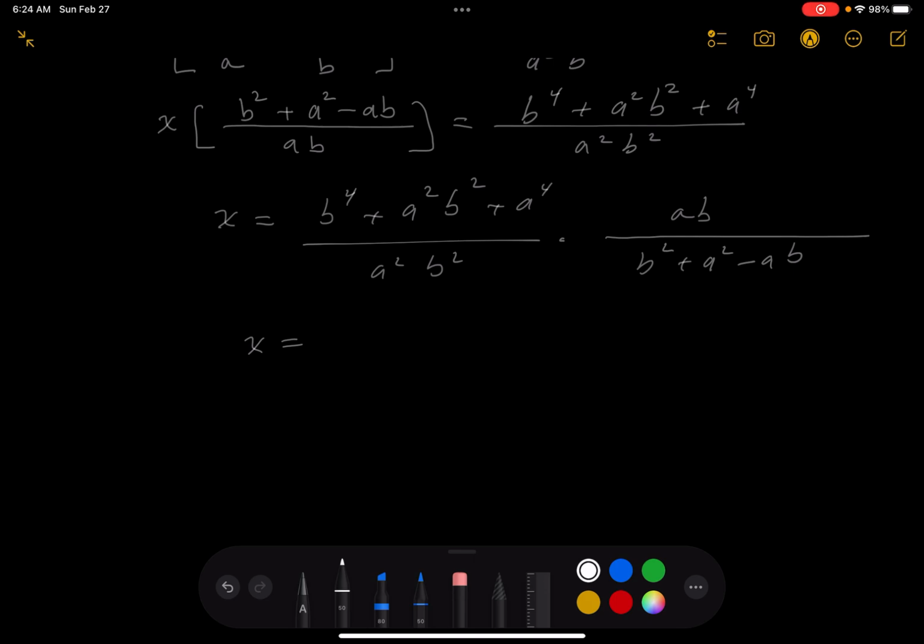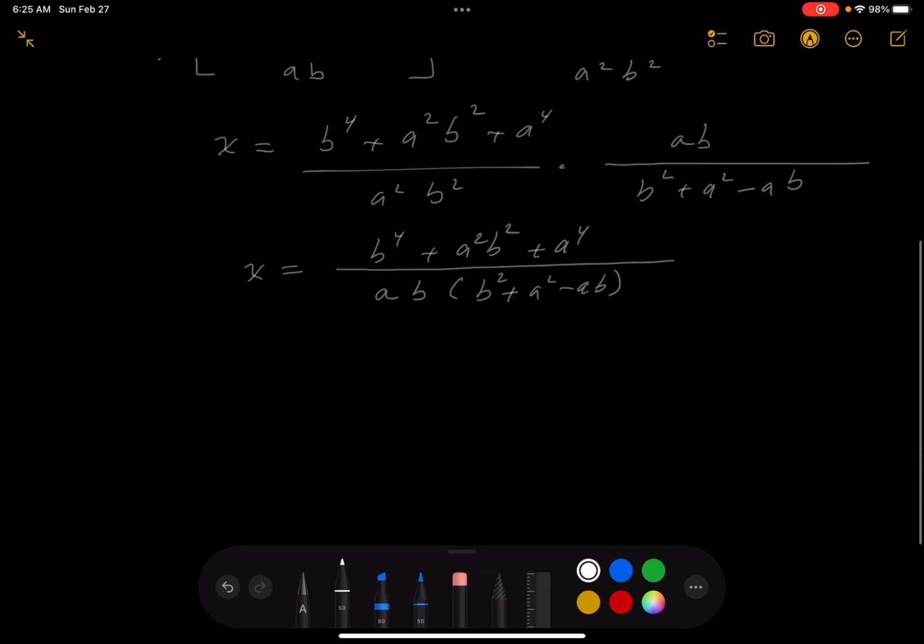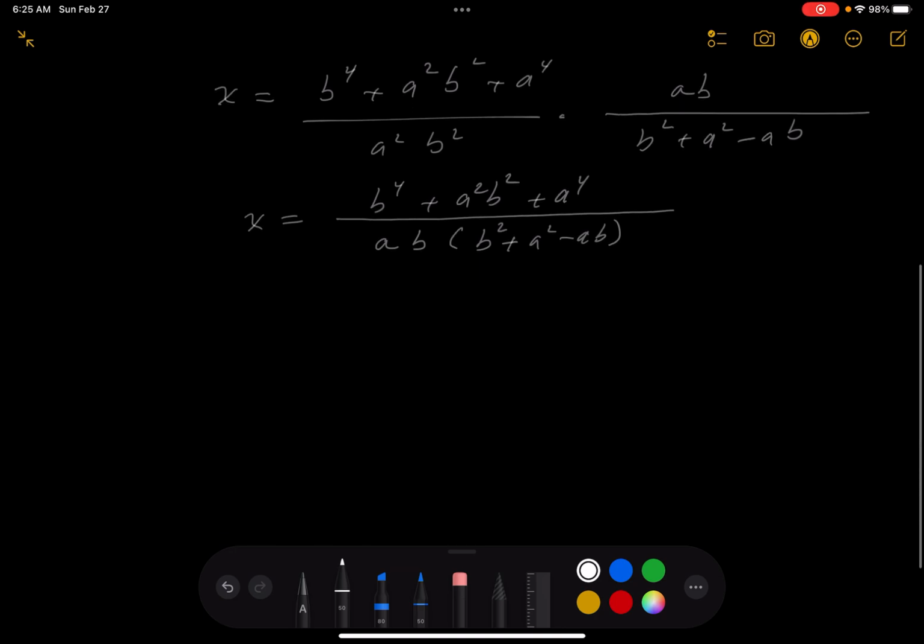Well, you get ab in the bottom times b squared plus a squared minus ab. On top you get b4 plus a squared b squared plus a4. By the way, I think it's a good looking answer, but there's probably another step you could take. And someone says, what's that step going to be? Well, I'm going to do division. And this division should be kind of easy to do.